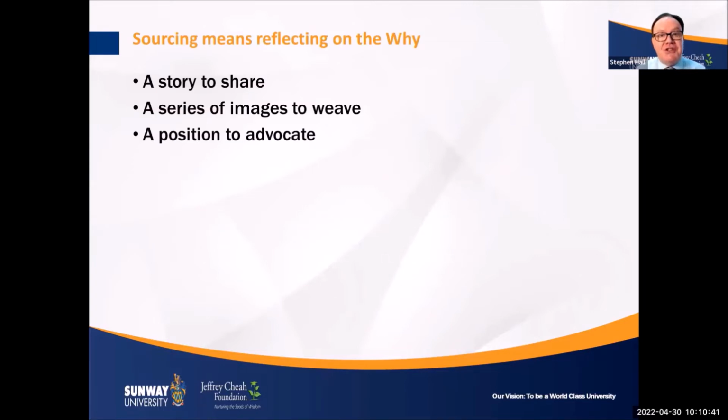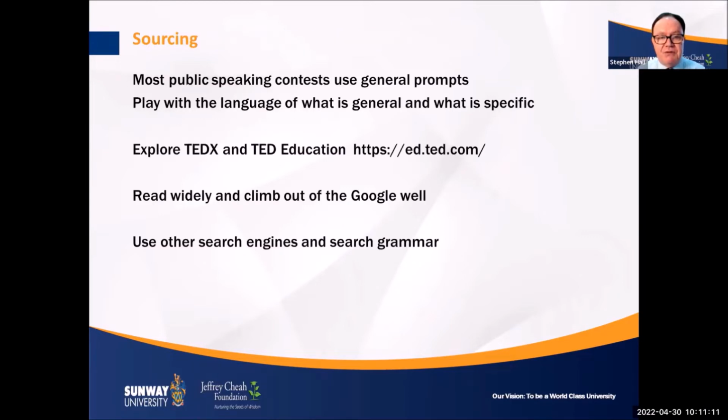Sourcing information is extremely important, and you and I know with Auntie and Uncle Google that we can find all kinds of information, but we need to consider what we want to do first as we present. Do we have a story to share? Or perhaps we need to also consider a series of images that we want to weave, or are we going to advocate a position?